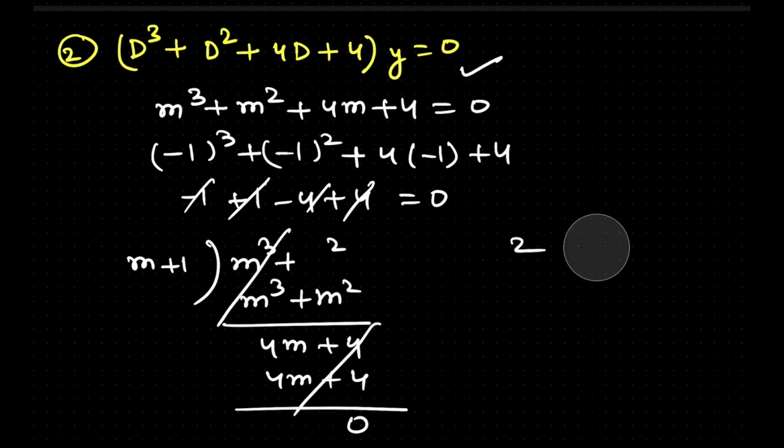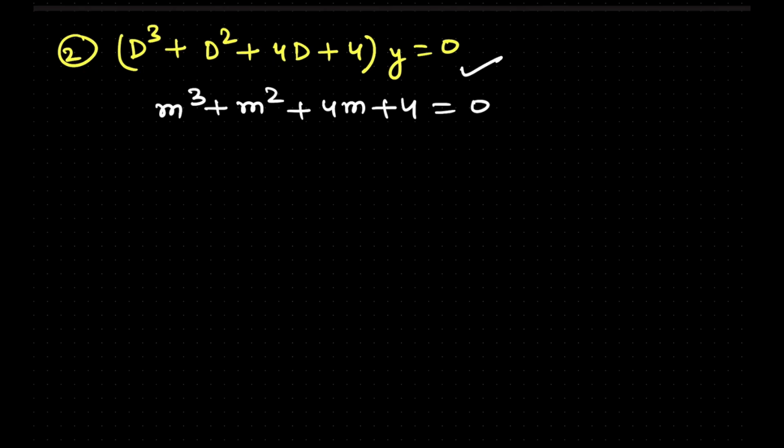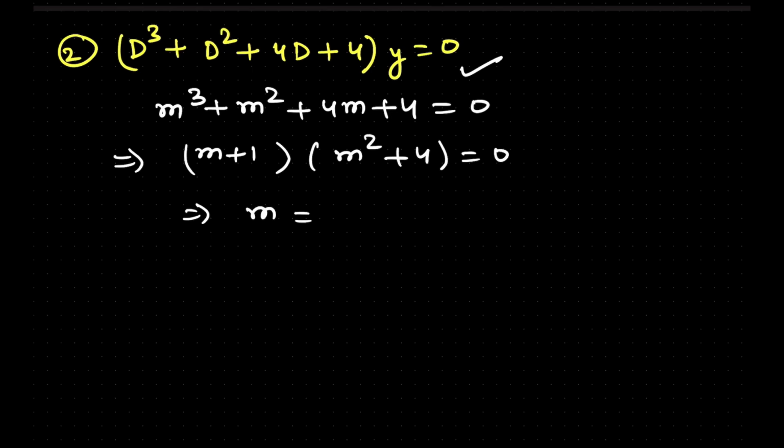So the factorization of this entire polynomial will be m plus 1 into m square plus 4. So if you see the roots, you will get m equal to minus 1 using this, and from here you will get plus minus 2i. Once you will get 2i, and other time you will get minus 2i. So now we want to write the solution.